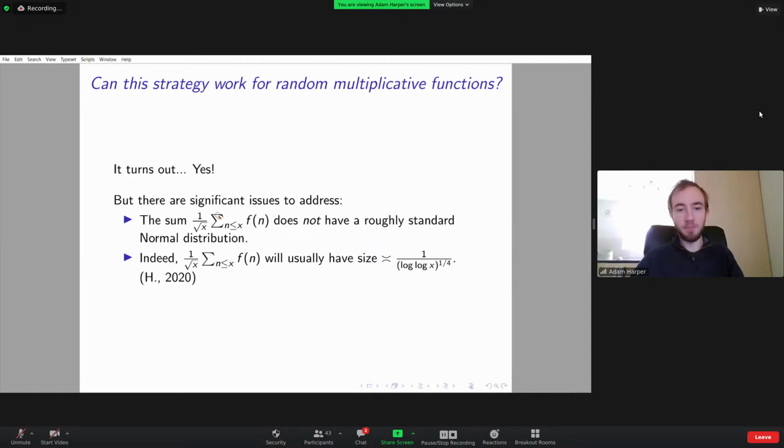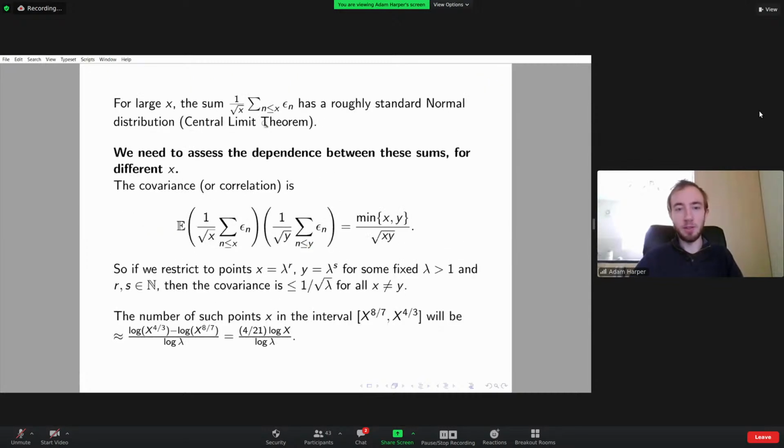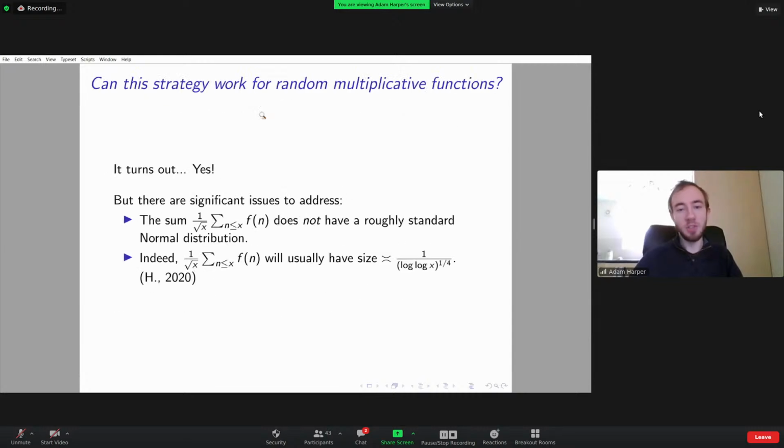The biggest one is that if you look at the partial sums of the random multiplicative function and you rescale in the obvious way, by the standard deviation, this does not have a roughly Gaussian distribution. Remember before, when we were just looking at sums of completely independent things, this was roughly Gaussian. It's not in the random multiplicative case. That's not obvious, but it's true.